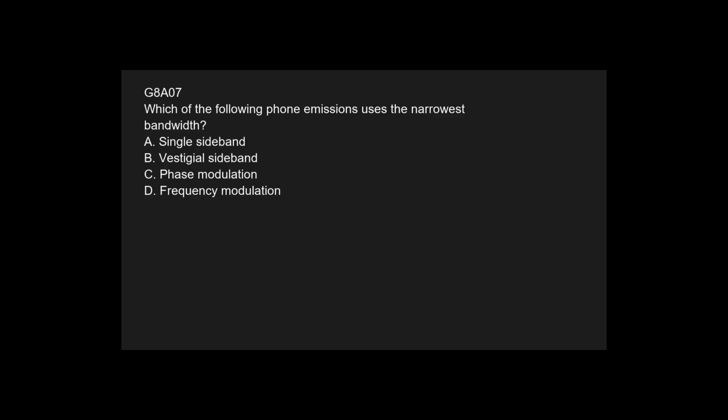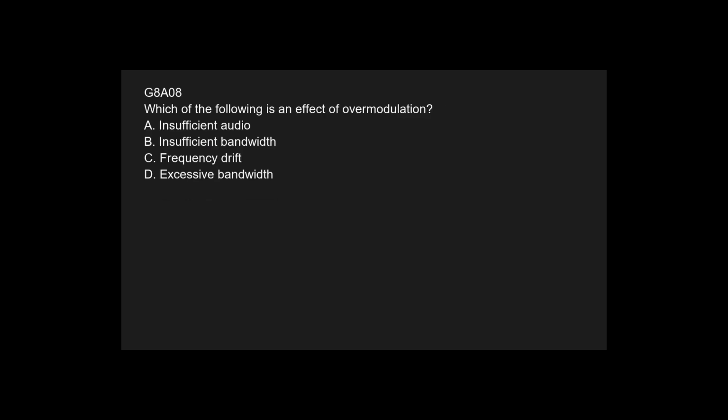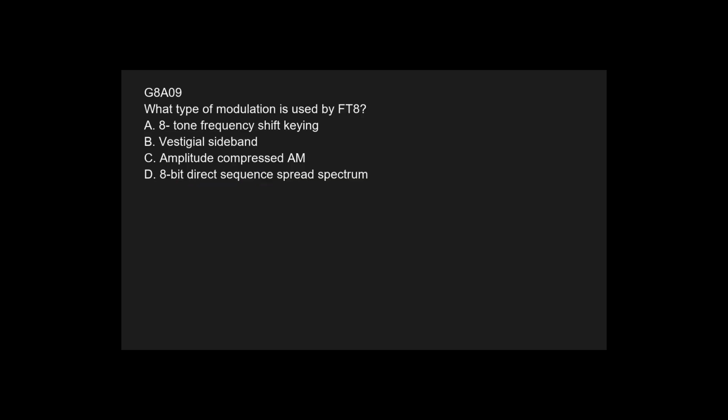Question: which of the following phone emissions uses the narrowest bandwidth? The correct answer is A, single sideband. Question: which of the following is an effect of overmodulation? The correct answer is D, excessive bandwidth. Question: what type of modulation is used by FT8? The correct answer is A, 8-tone frequency shift keying.